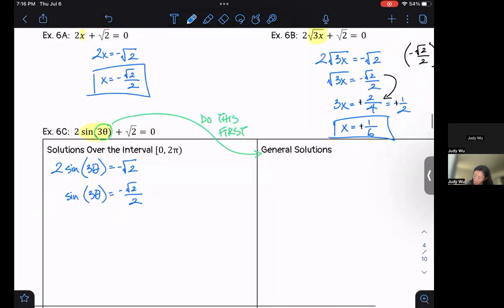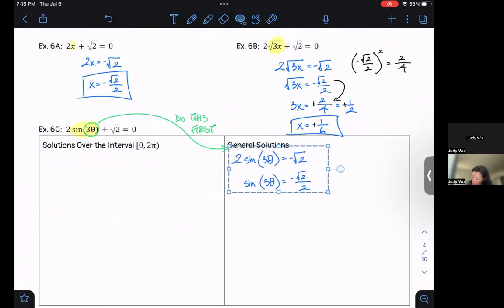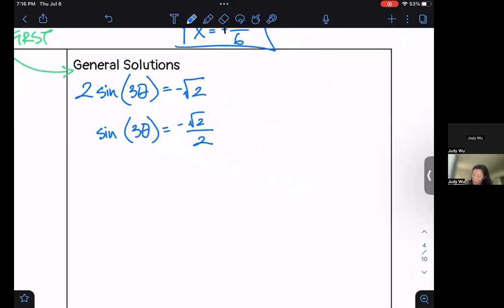So I'm going to take what we have here. We're going to go ahead and just slide this right over. All right. And we're going to work through our general solutions. Now, we've done this before. We've done sort of a substitution, and we're going to do the same thing here. We're going to let u equal 3 theta. Then we have the following.